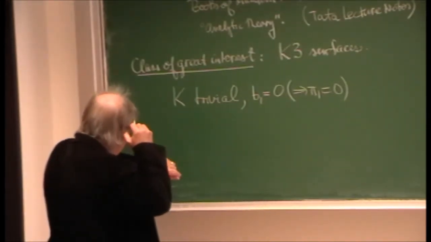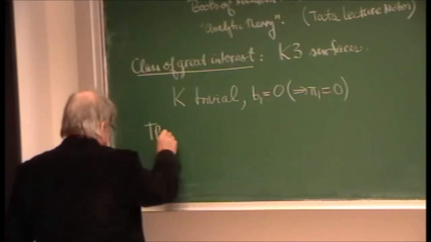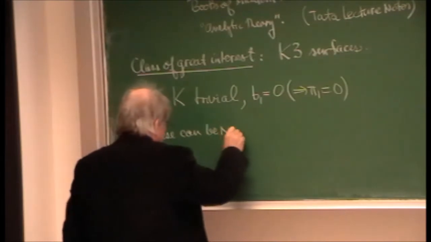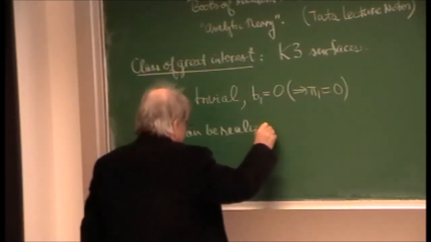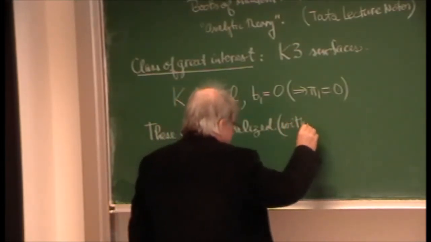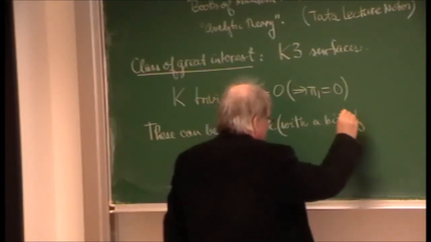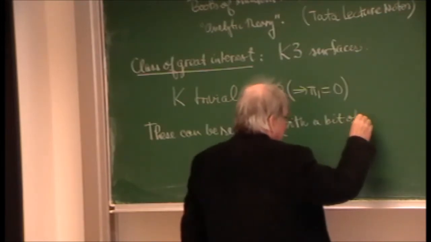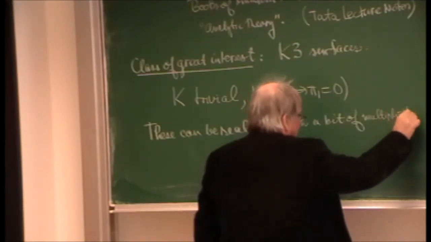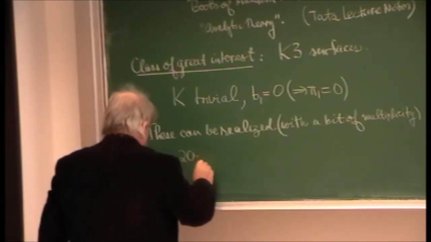Let me just say what classification means. These can be realized, and I'll start here this afternoon, but I have to put in a little caveat with a bit of doubling up, so a multiplicity. I will say what that means later this afternoon. So these are realized, but in a 20-dimensional family.